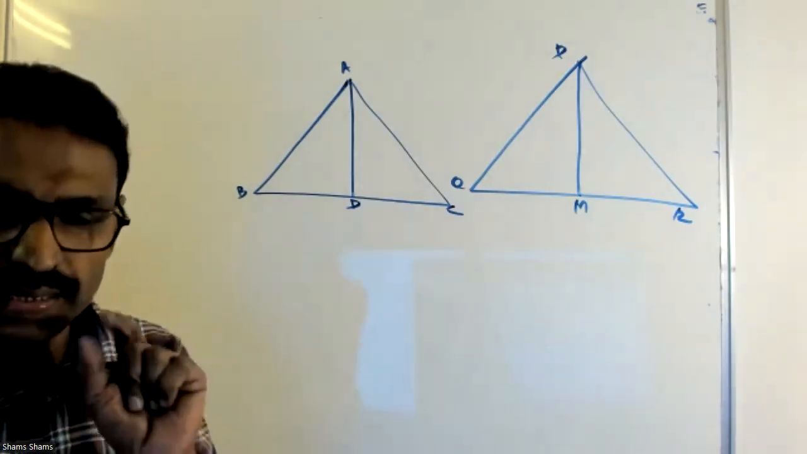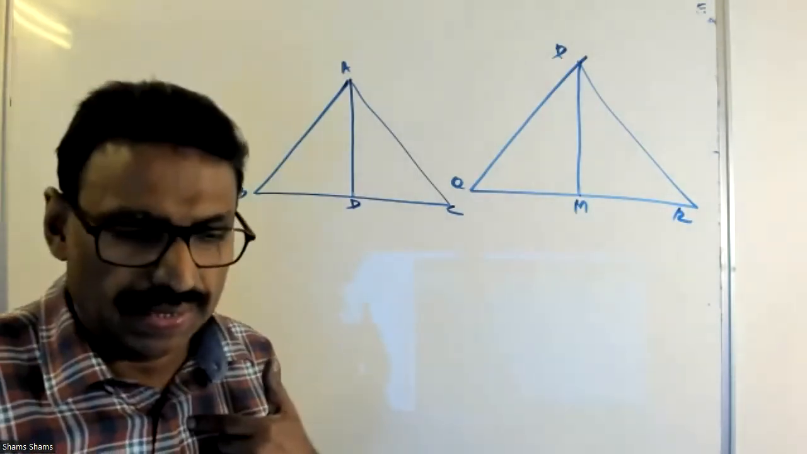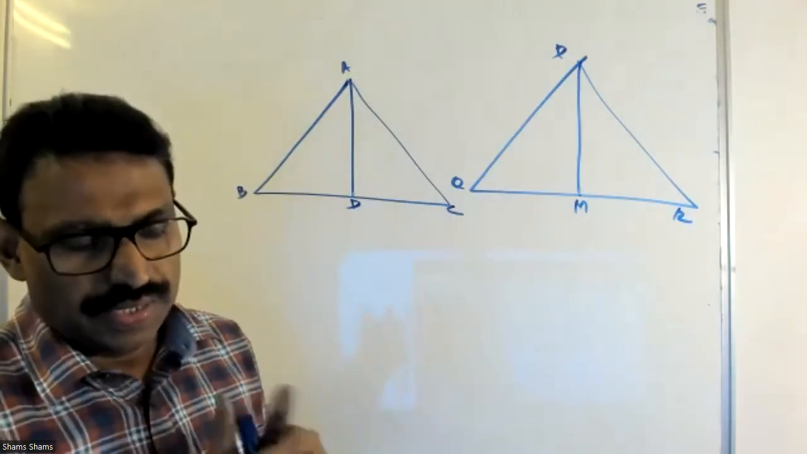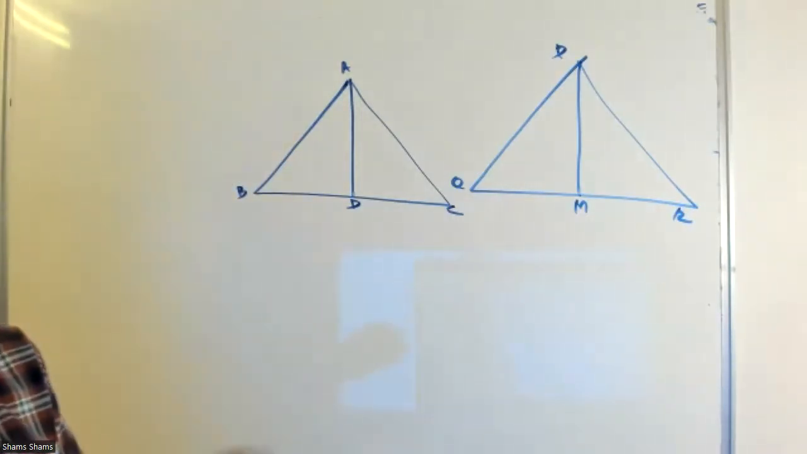Question number 12: if two sides and a median bisecting one of the sides of a triangle are respectively proportional to two sides and a median of another triangle, then the triangles are similar. Here, how to read?